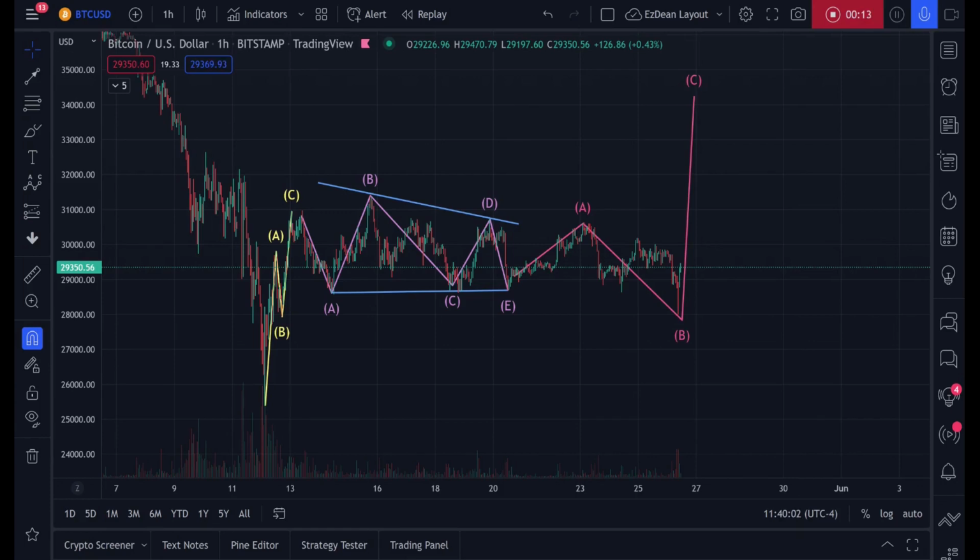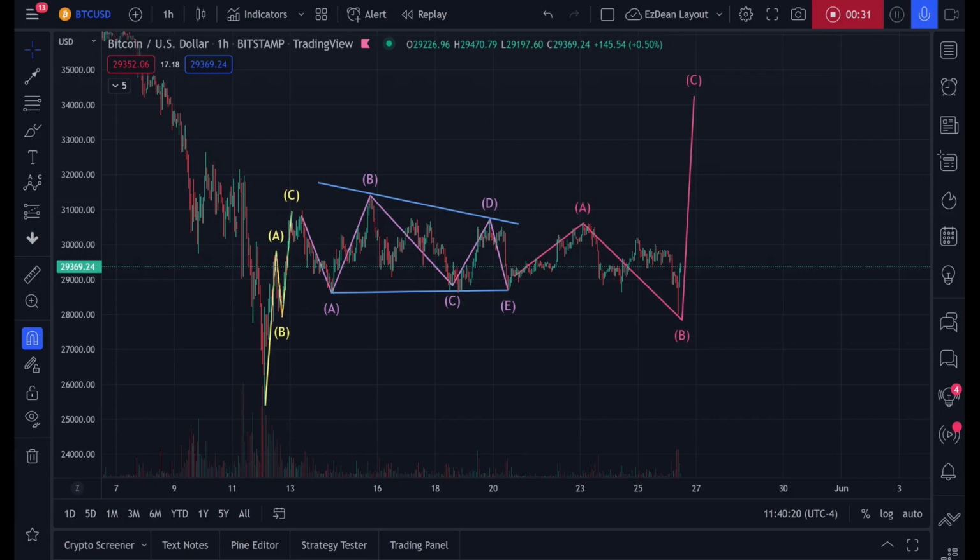Today is May 26th, 2022, and Bitcoin looks like it's finally finished consolidating. Yes, I've said it. It looks like it's finally finished consolidating, and it looks like it's up from here on out. All right. Let's start on the hourly time frame, okay?